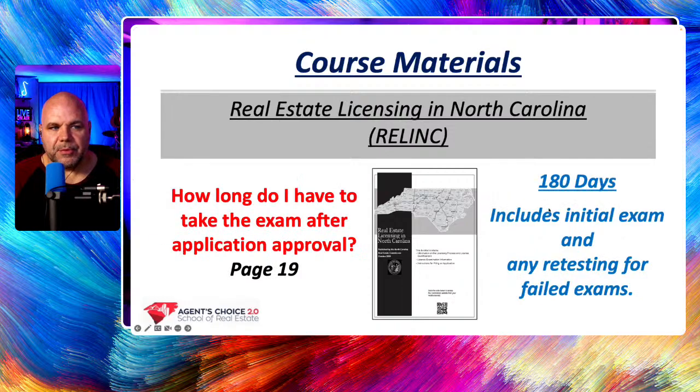So all these things we're seeing from the Relink book talk about the PSI. Once you get your application approved to take the exam, you have to do so within 180 days, meaning any retakes as well. There have been people that said, I took the exam, I passed the national, but I didn't pass the state, or vice versa. Well, what happens then? You retake the one you didn't pass. You don't have to take the national again if you passed it once. You just have to retake the one you failed. It's still $156 to retake every time, whichever one, if it's both or either one.